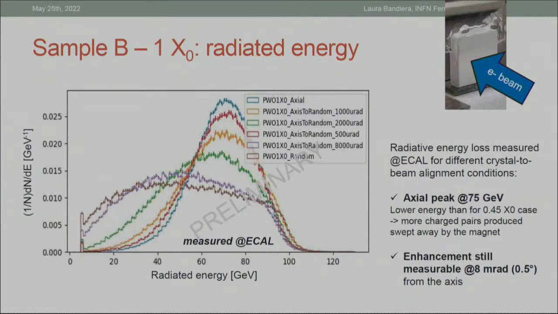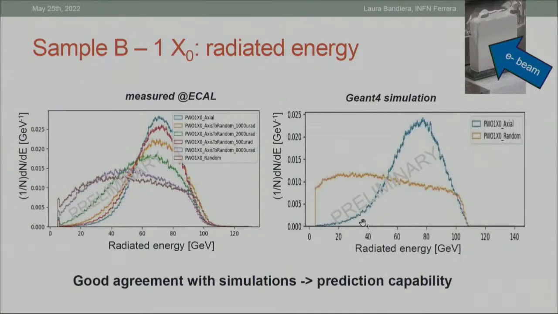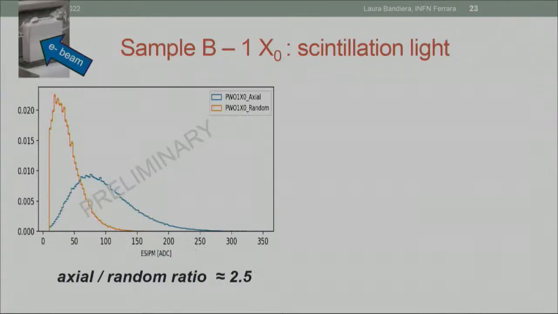The peak of the axial case is smaller than in the case of 0.45 radiation lengths because more charged particles are produced and do not arrive at the calorimeter. So we started to do simulation with the thick crystal, trying to also insert the mosaicity of the crystal, because this is not silicon, this is not perfect. So we measured the mosaicity of the sample, which is less than 1 milliradian, so it's good. And we included it also in the Geant4 package. And we see a good agreement with simulation, so we can start to do predictions. We have to fully finalize this package to be able in future to predict the results of a calorimeter made of oriented crystals.